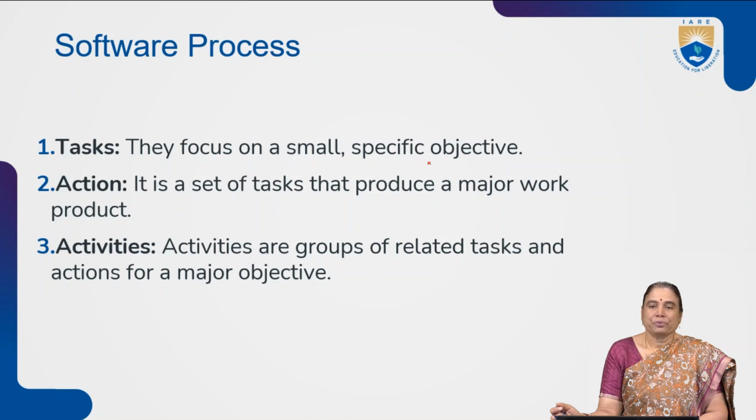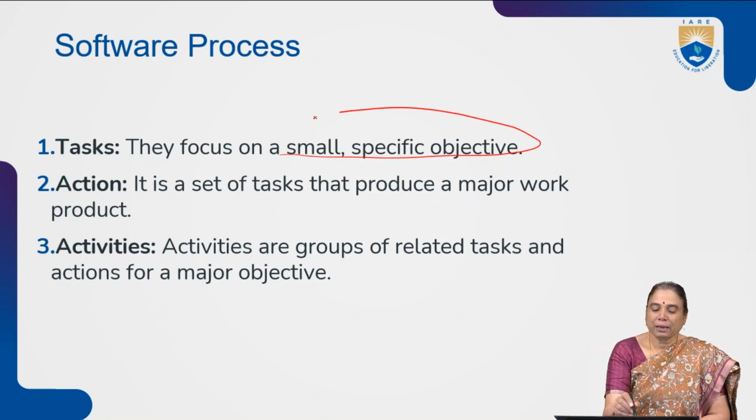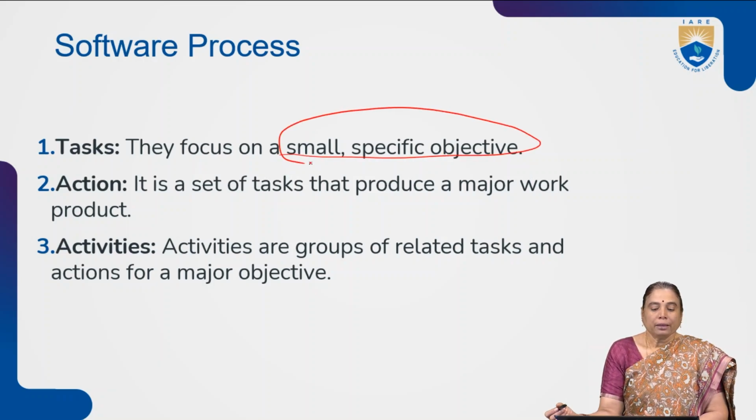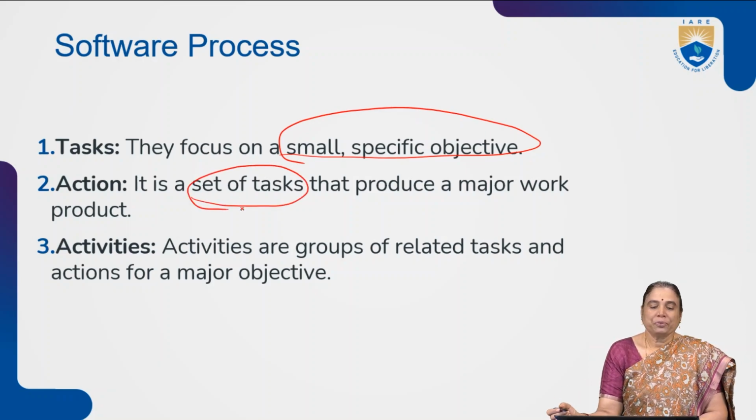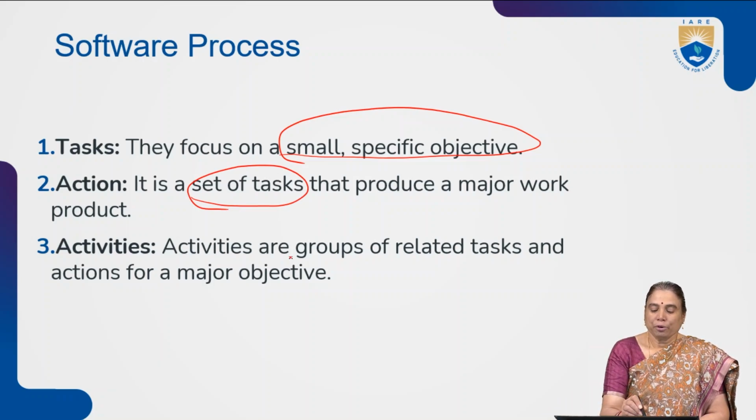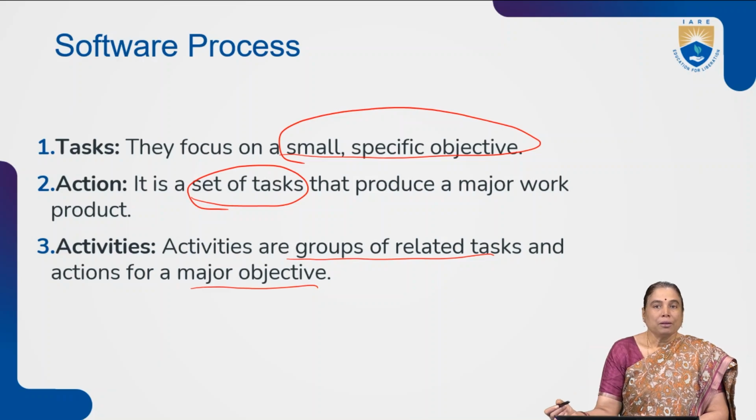The software process generally comprises basic components. A task focuses on a small and specific objective. An action is a set of tasks that produce a major work product. Activities are groups of related tasks and actions for a major objective. So these are the task sets, actions and activities under the umbrella activities of the major software process framework.